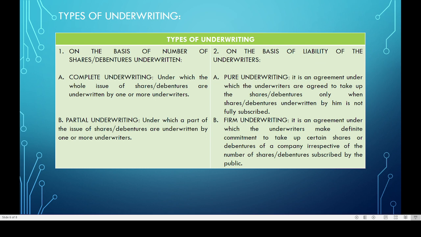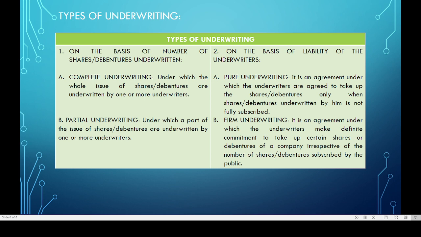Next we will see the classification on the basis of liability of the underwriter. What do you mean by liability? Liability is nothing but responsibility. So here you have the first type, that is pure underwriting. It is an agreement under which underwriters agree to take up the shares or debentures only when the shares underwritten by them are not fully subscribed.